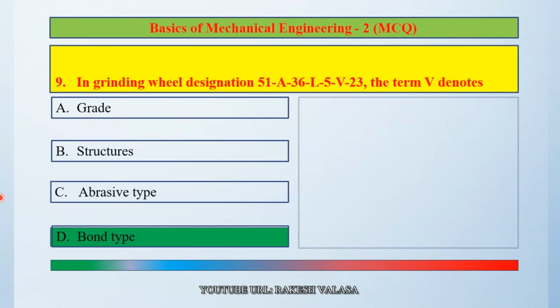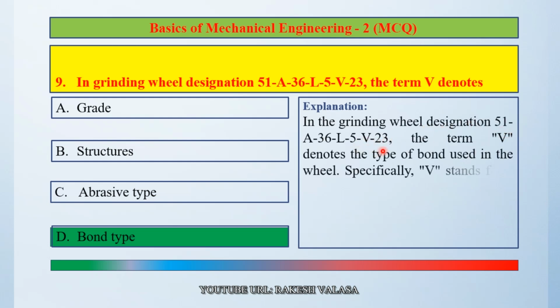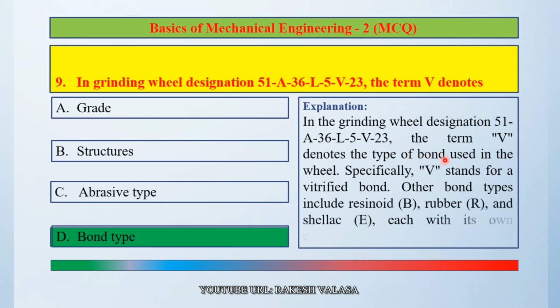Let us see the explanation. In the grinding wheel designation 51A36L5V23, the term V denotes the type of bond used in the wheel. Specifically, V stands for a vitrified bond. Other bond types include resinoid, that means B, rubber R, and shellac E, each with its own characteristics. So the correct answer is option D, bond type.